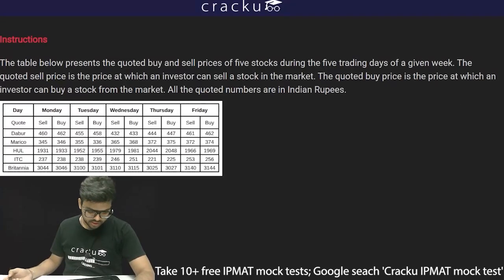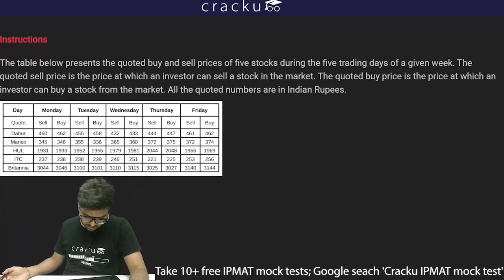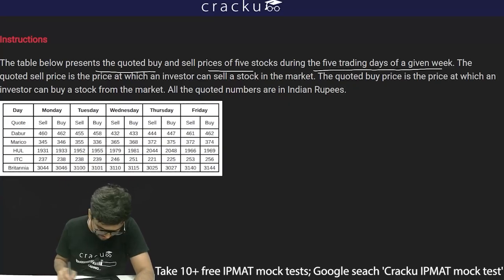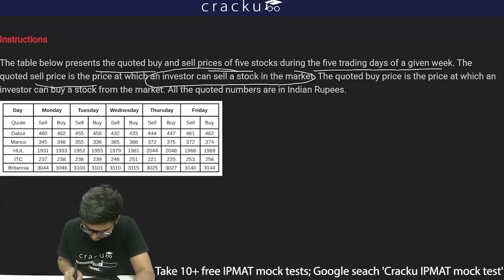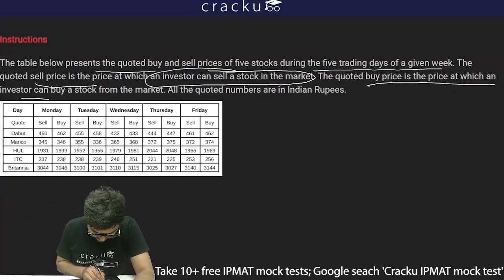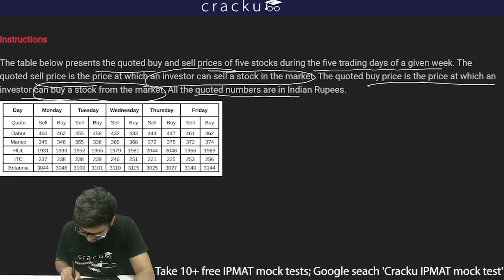The next question is basically a 5-question set. This is a DILR kind of set. So let's see. The table below presents the quoted buy and sell price of 5 stocks during the 5 trading days of a given week. The quoted sell price is the price at which an investor can sell a stock in the market. The quoted buy price is the price at which an investor can buy a stock from the market.